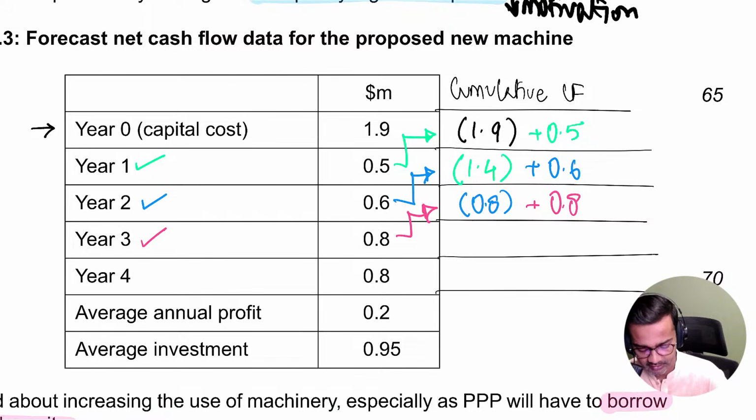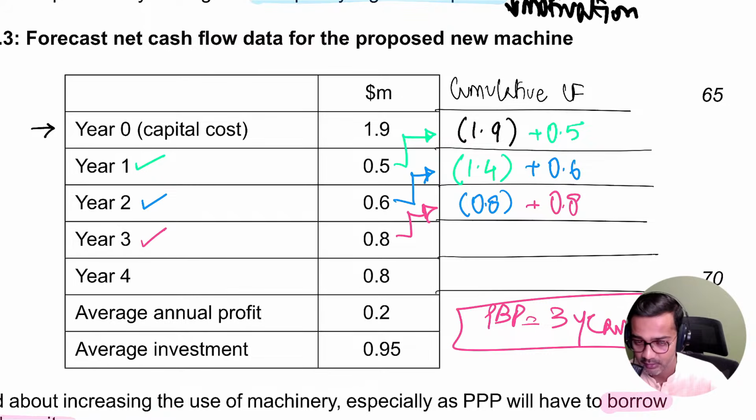So the payback period would be 3 years. Okay, simple as that. I hope my math was right. Yeah. So easy peasy.